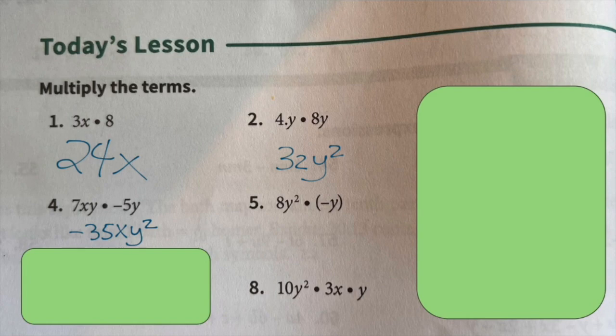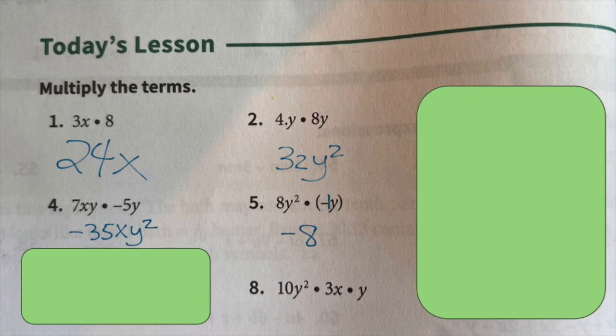Let's do number 5 together. Okay, be careful. What's the number that goes with this one right here? Negative 1. There's an invisible 1 there. So we have an 8 times negative 1, which becomes... Careful, not 7. What's 8 times negative 1? Negative 8. I'll give you time to erase and fix it. Negative 8, just y.